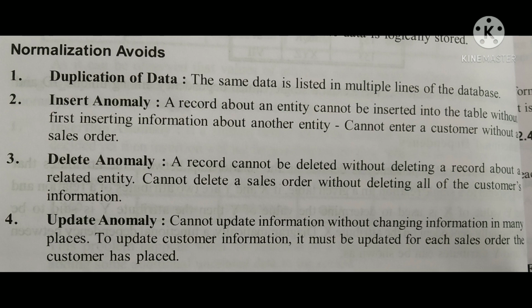Normalization avoids these four things. The first one is duplication of data, the second is the insert anomaly, the third is the delete anomaly, and the fourth is the update anomaly. By using the rules of data normalization, you can avoid these. Why are you using the rules of normalization in a particular manner?